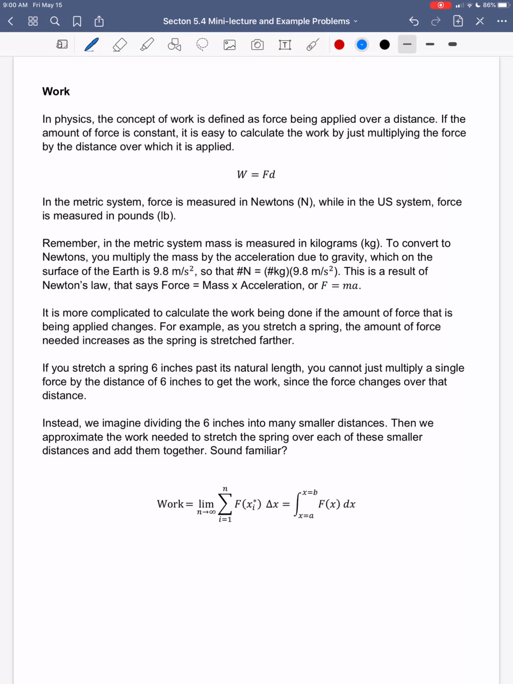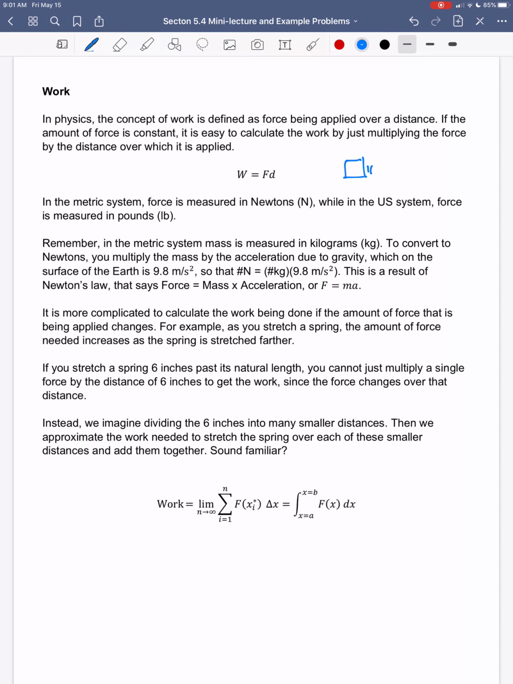In physics, the concept of work is defined as force being applied over a distance. If the amount of force is constant, it's really easy to calculate work. We just multiply force by the distance over which it's applied.